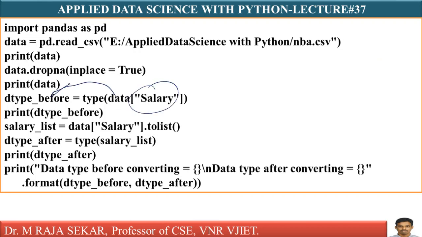The type that I am storing in data_type_before and printing the data type. Again, I am converting this salary data type to list. Therefore, data, this is the data frame whose column I am changing, salary, to list. Its data type is converted to list, and I am keeping it in salary_list. And again, I am checking that salary_list type by using the type function, which I am keeping in data_type_after. I am printing data type before and data type after. It is simple and straightforward. Just we will try to check.